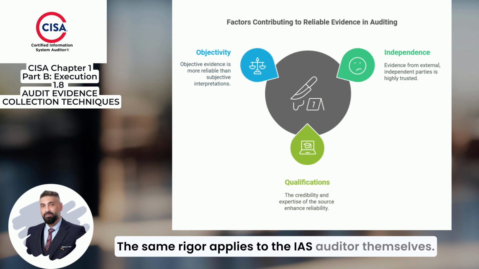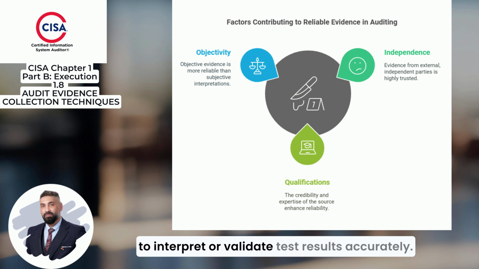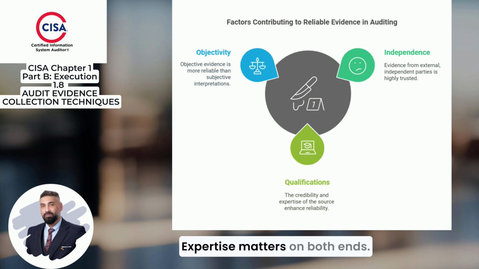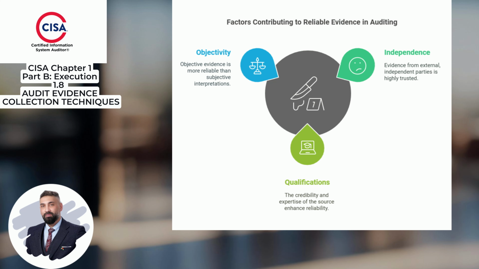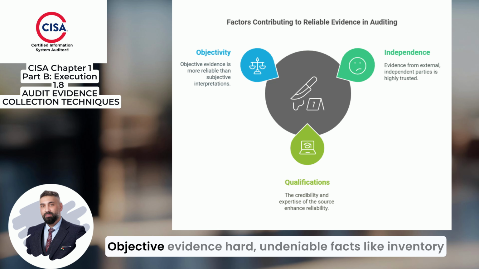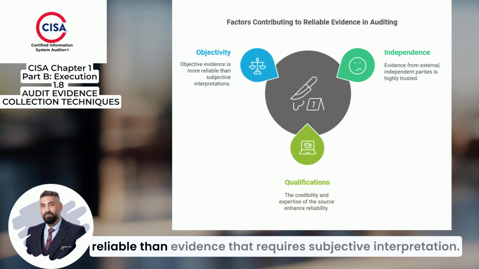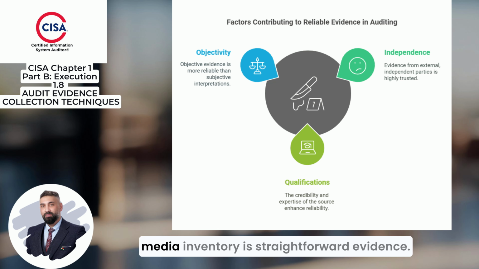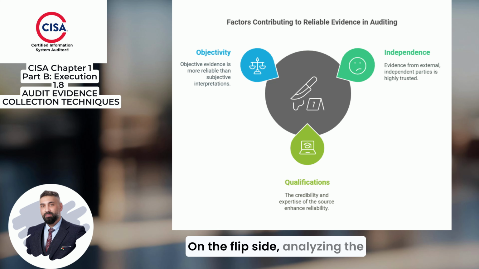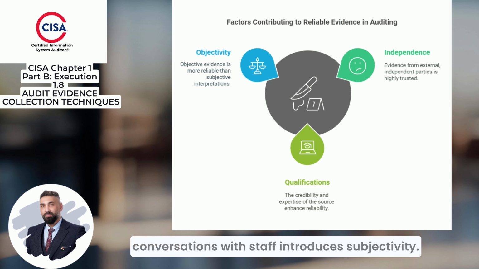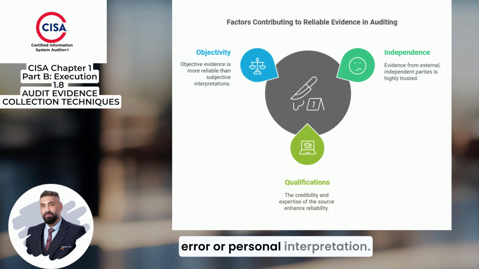The same rigor applies to the IS auditor themselves. If an auditor doesn't fully understand a technical area they're reviewing, it can compromise their ability to interpret or validate test results accurately. Expertise matters on both ends. Another key question: how objective is the evidence? Objective evidence, hard, undeniable facts like inventory lists or access logs, is far more reliable than evidence that requires subjective interpretation. For instance, reviewing a company's media inventory is straightforward evidence. On the flip side, analyzing the efficiency of an application based on conversations with staff introduces subjectivity. It leaves room for human error or personal interpretation.